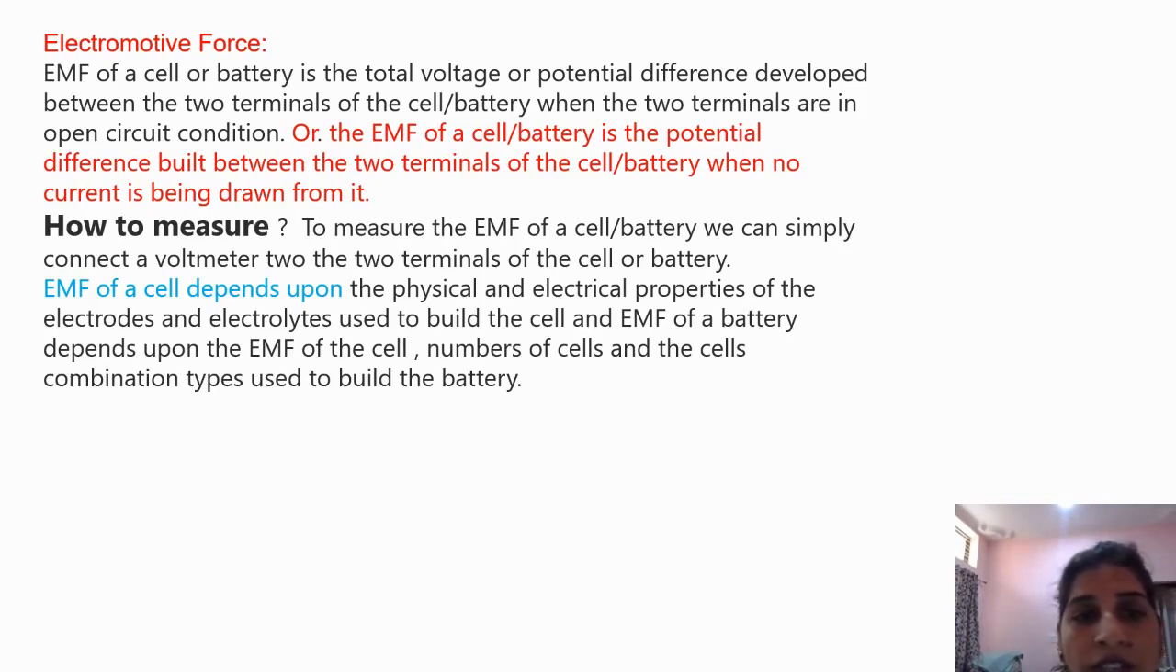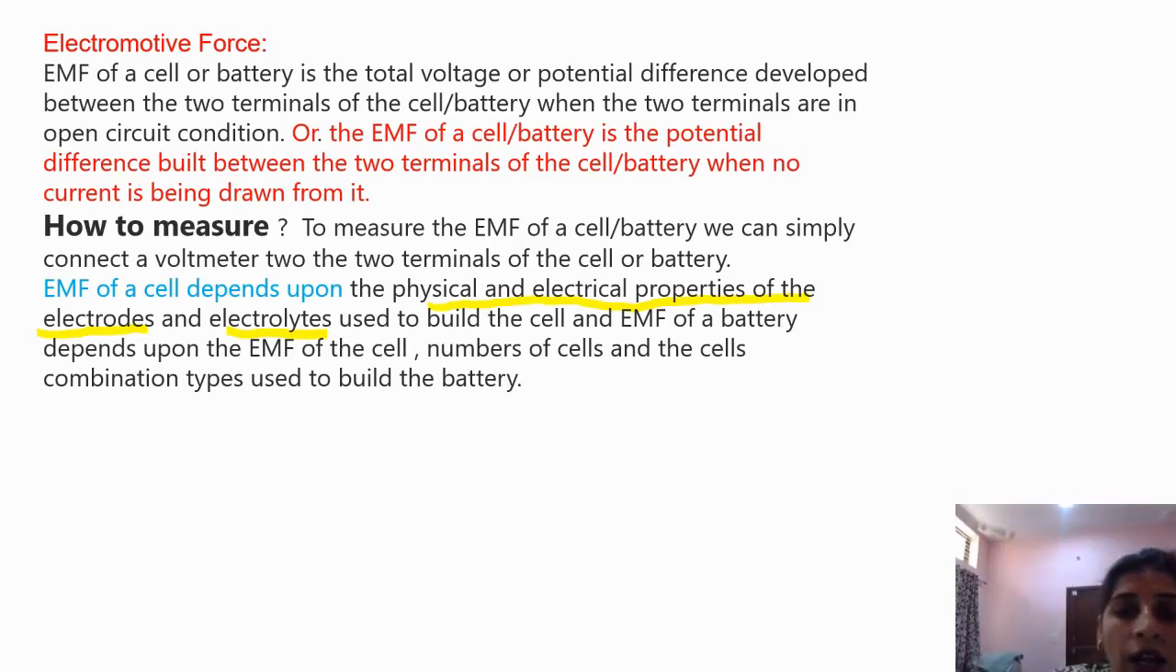Now the factors on which it depends: it depends on the physical and electrical properties of the electrodes and electrolyte which you are using to build up the cell. And the EMF of a battery depends upon the EMF of the cells, the number of cells and the cell combination type, like how cells are connected, how many cells you are taking to make a battery, whether your cells are connected in series or in parallel. So your EMF depends on all these factors.